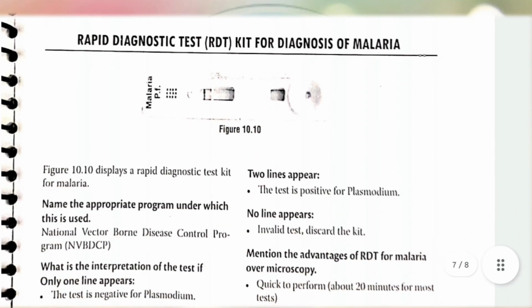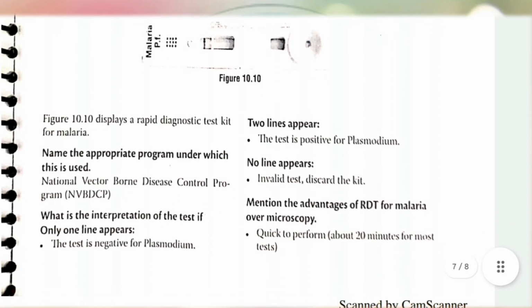Then this you can see here, it is a rapid diagnostic test kit for the diagnosis of malaria. Many of us have seen that. Name the appropriate program under which it is used. So this kit, RDT kit, it is often asked in the Viva question also. So it comes under the National Vector-Borne Disease Control Program.